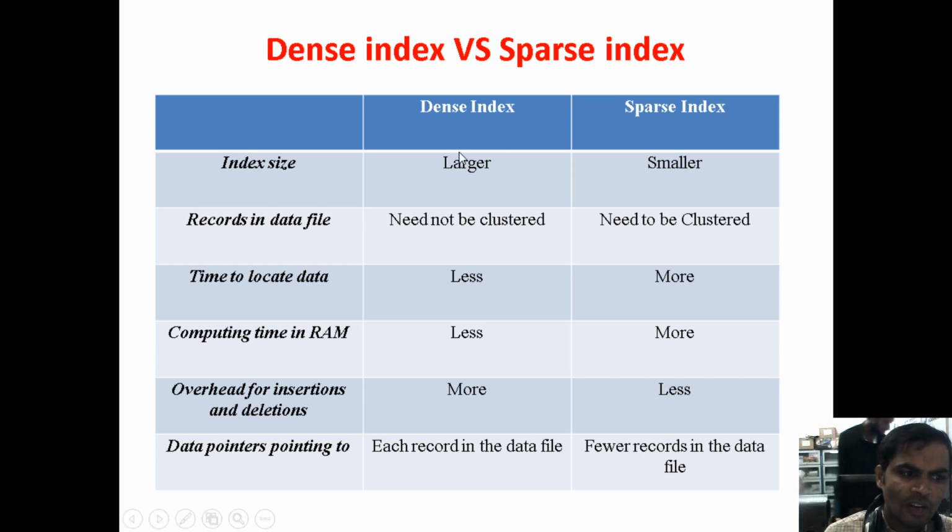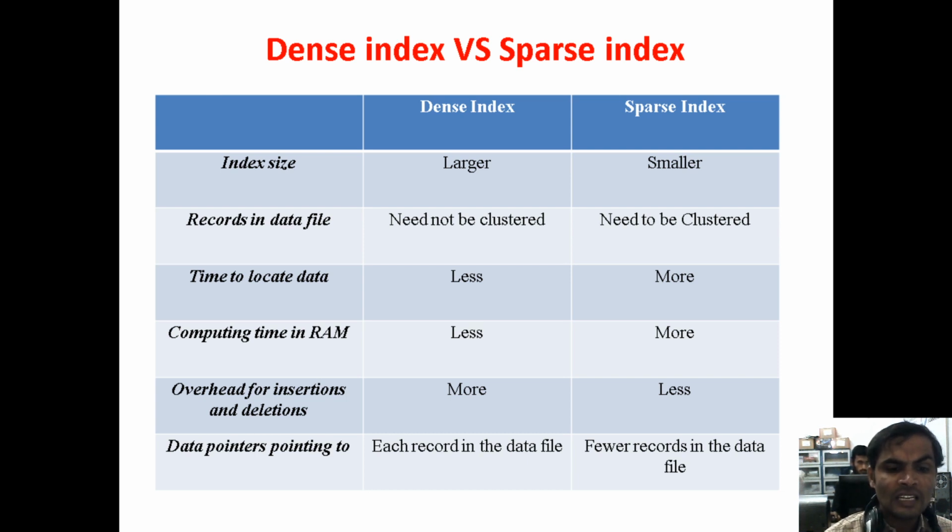Now comparing the RAM usage of the dense index and the sparse index: under the dense index the RAM size is very less, meaning the memory allocated in RAM is very small. Coming to the sparse index, the memory allocated in RAM is more. Now for insertion and deletion, the dense index has overhead for insertion and deletion of the index structure, because data pointers point to each and every record under the dense index.